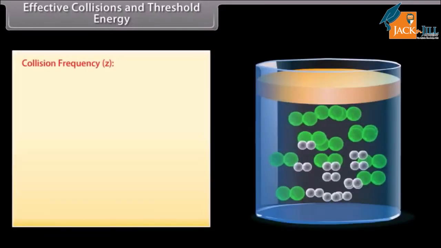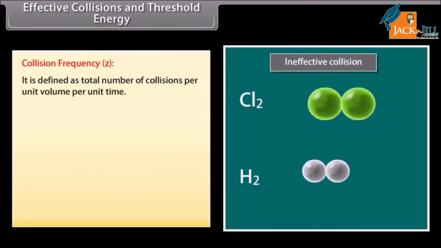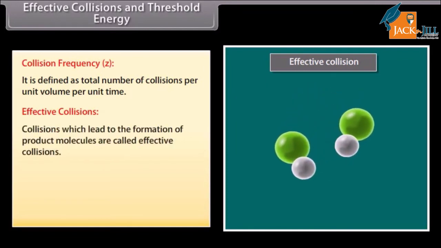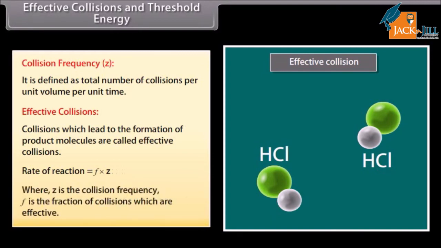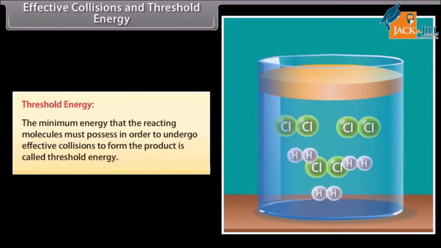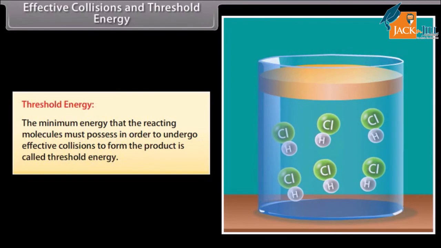Effective collisions and threshold energy. Collision frequency is defined as total number of collisions per unit volume per unit time. Effective collisions: collisions which lead to the formation of product molecules are called effective collisions. Rate of reaction is equal to F multiplied by Z, where Z is the collision frequency and F is the fraction of collisions which are effective. Threshold energy: the minimum energy that the reacting molecules must possess in order to undergo effective collisions to form the product is called threshold energy.